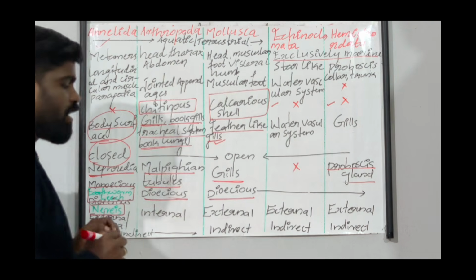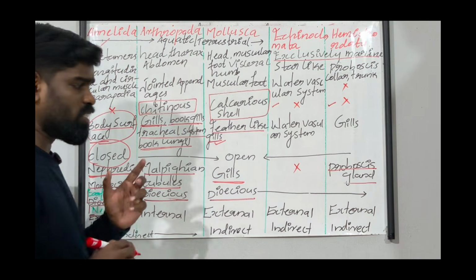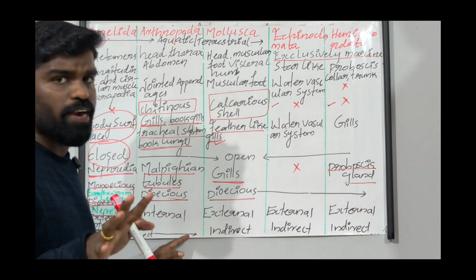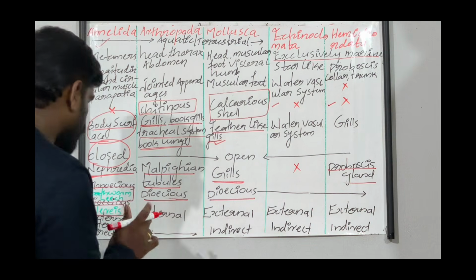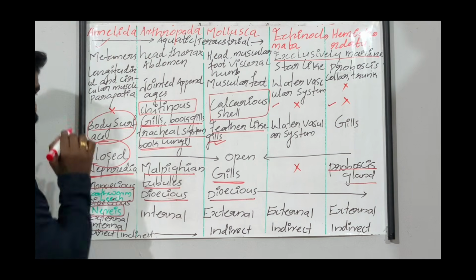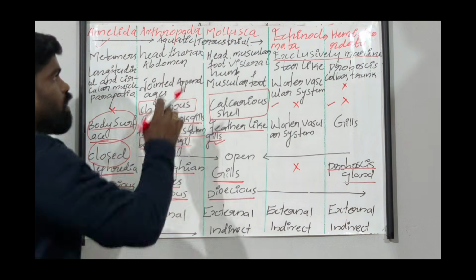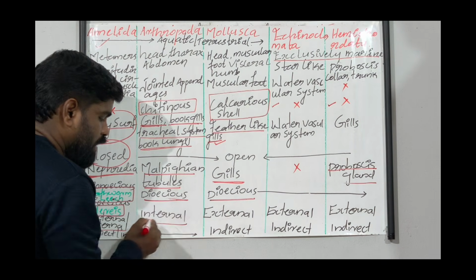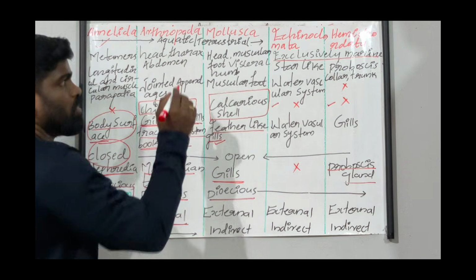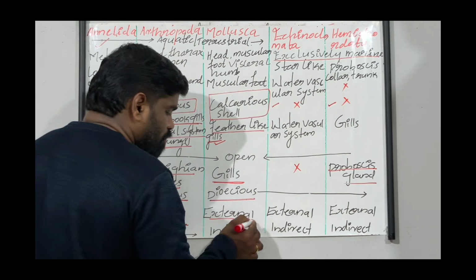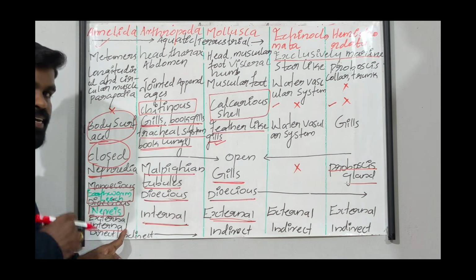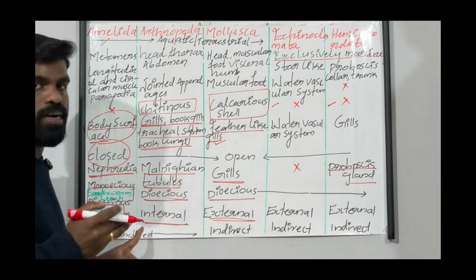Now see here, fertilization is also very important, as I have already mentioned in the last videos. Here, external or internal fertilization can be seen in Annelids, external as well as internal.